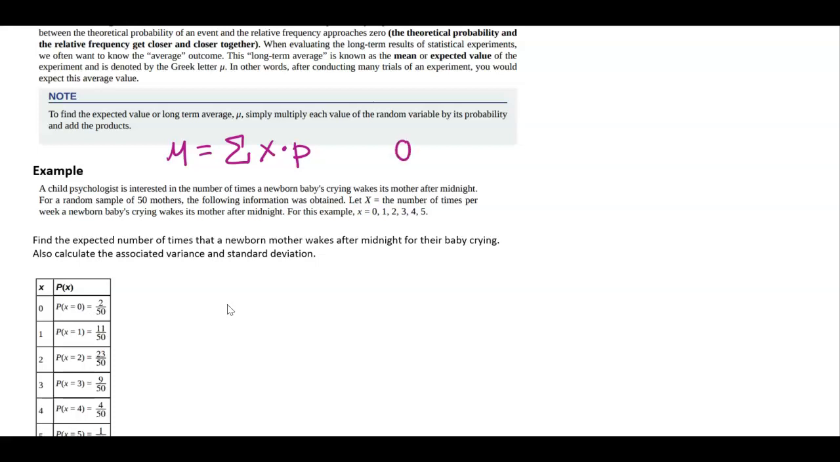Also, we can find the variance, sigma squared, by adding up the difference of each x value minus the mean, squared, times its probability. And then I'll find the standard deviation by taking the square root of the variance.